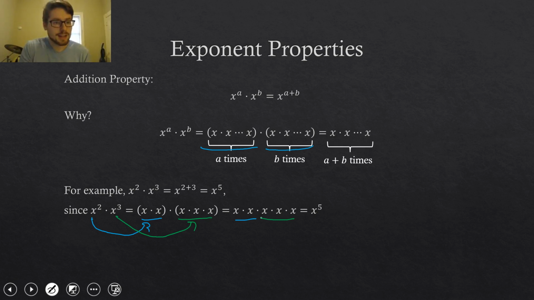So to find that answer more succinctly, we just use this rule, the addition property of exponents, where you multiply 2 exponentials, you add their exponents together. As long as they have the same base.